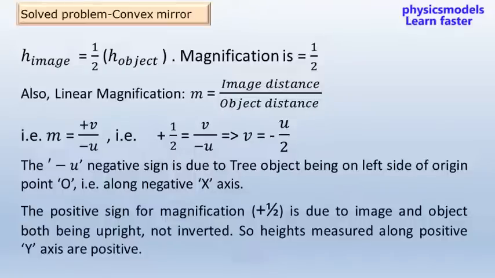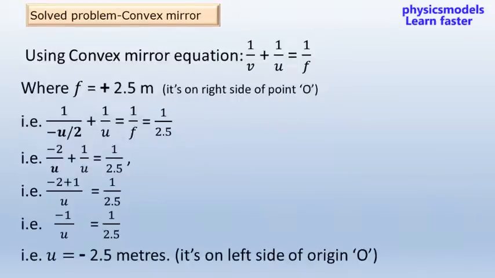There are a few more lines explaining the sign convention once again. We now apply the equation 1 by v plus 1 by u is equal to 1 by f. We have to be very careful to use the correct signs as per the sign convention. The focal length f will be plus 2.5 meters in this case because it's on the positive x-axis. So 1 by minus u by 2 plus 1 by u will be equal to 1 by 2.5.